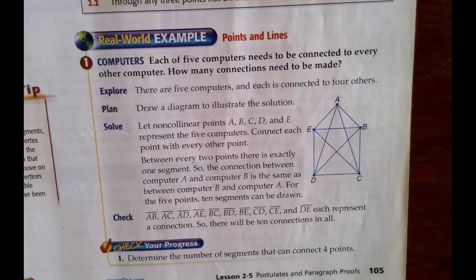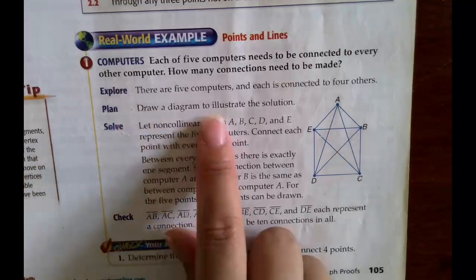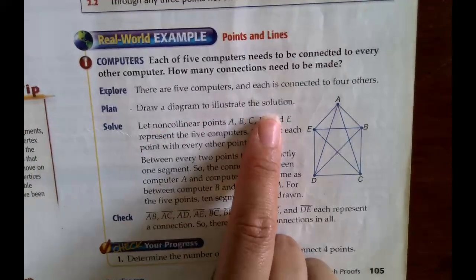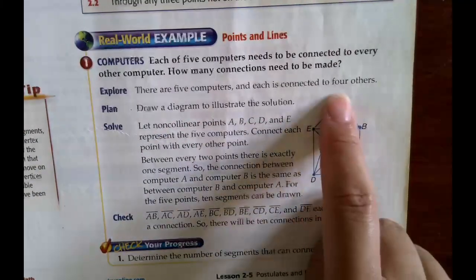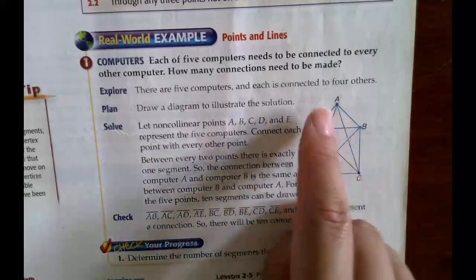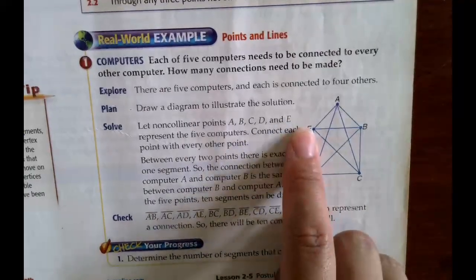Okay? So here with example 1, it says each of 5 computers need to be connected to every other computer. How many connections need to be made? Okay? So first thing we know is that there are 5 computers, and so each one has to be connected to all 4 others. Okay? And so how we went about solving it is that we drew it. Okay, so each point here represents a different computer, right? So 1, 2, 3, 4, 5 computers.